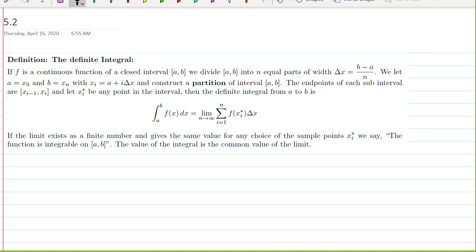If the limit exists as a finite number and gives the same value for any choice of the sample point x sub i star, we say the function is integrable on [a, b], and the value of the integral is the common value of the limit. So the key in this last sentence is, for the integral to exist, we must get the same number every time we do this, regardless of which x sub i star is selected. That means the value of the integral does not depend on the x's that are sampled. So you get the same value always.